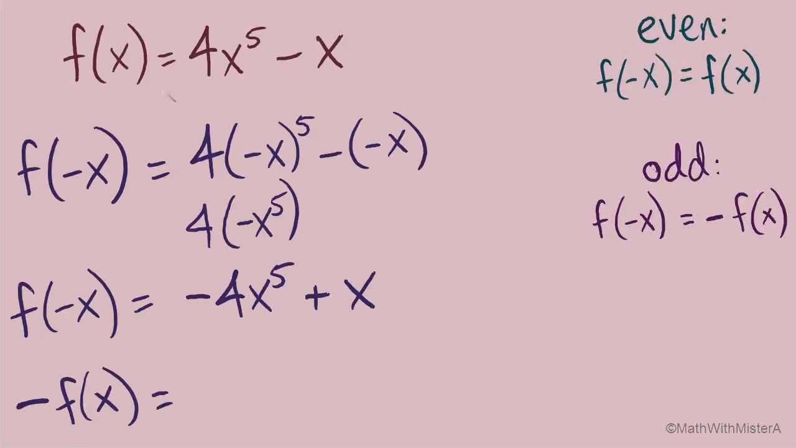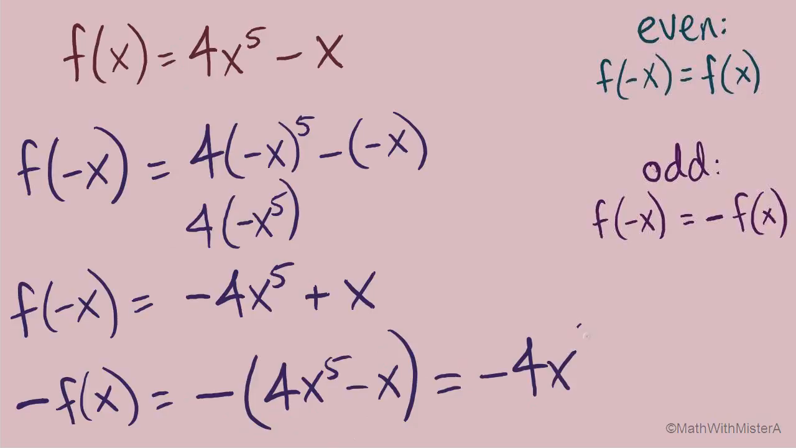So I'm going to take this entire expression from above and simplify the opposite of that expression. And I can see that I will match up with the negative 4x to the fifth plus x. So there's our match between f of negative x with negative f of x. So that means we've got an odd function up here.